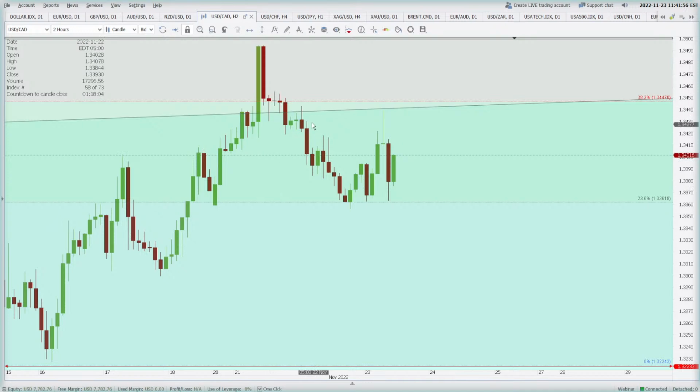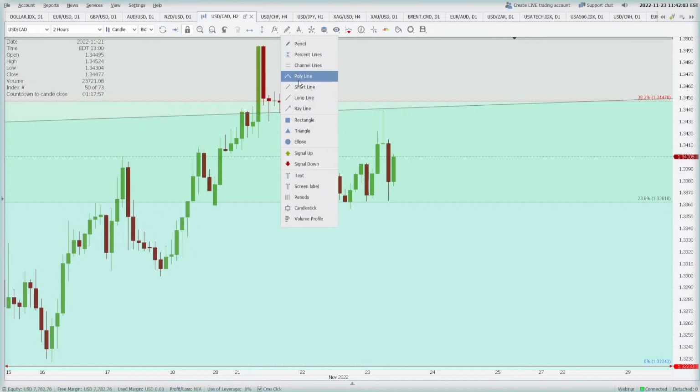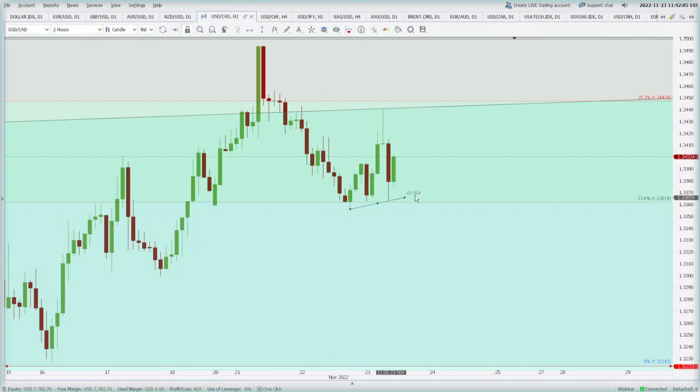So this was yesterday's range, right? This was the range of yesterday. So how can you use it? You can actually use it like this. Okay, and this becomes your symmetrical triangle.